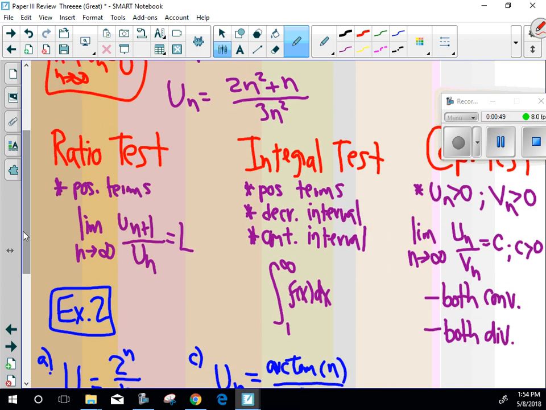Then what you would do next is do the ratio test. Two things you have to do. Positive terms, go the limit, n approaches infinity of u of n plus 1 over u of n equal to L. If L is less than 1, it converges, right?